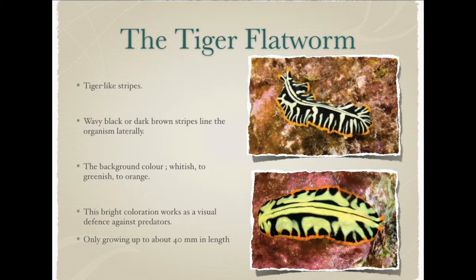This bright coloration works as a visual defense against predators, making it an undesirable prey due to the chemical compound absorbed from eating the orange tunicates. The tiger flatworm is a very small species, only growing up to about 40 millimeters in length.